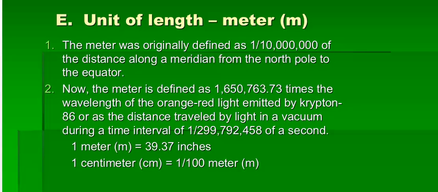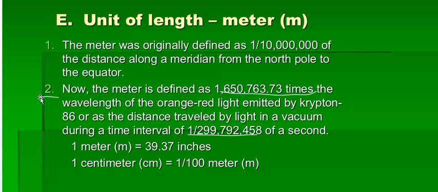Unit of length, the SI unit for length is the meter. We originally defined the meter as 1/10,000,000th of the distance from the North Pole to the equator. Well, the meter has been redefined as 1.65 million times the wavelength of an orange-red light emitted by Krypton 86. I don't expect you to know these numbers here, so don't worry about that. But the reason they redefined the meter in number 2 is because it's more reproducible and it's also more accurate this way. So that's why we used the redefinition for the meter under number 2. A meter is equal to 39.37 inches, just to kind of give you a frame of reference to what we're used to in inches.